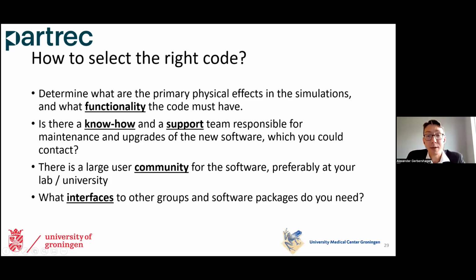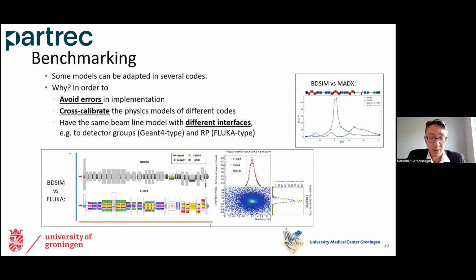And finally, what are the interfaces to other groups or software packages which you need? For example, if your RP wants to use FLUKA, but your colleagues from the experiment want to use Geant4, then you might want to actually simulate the system in both of these codes. And this brings me to benchmarking. This is one of the reasons why you would want to have the same beamline in different codes, but also it helps you to avoid errors in implementation, right? So that you know that you have implemented the beamline correctly. And also you see that the code physics is correct or consistent. So you can cross-calibrate the physics models of different codes, and you are not very dependent on what specific cross-section is implemented in the code that you are using.